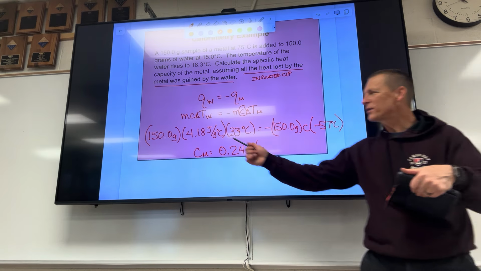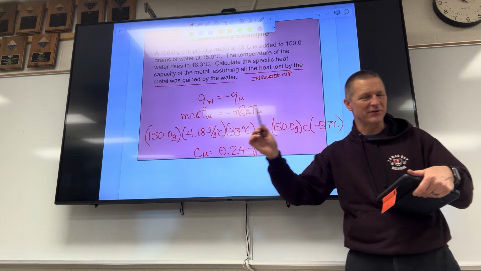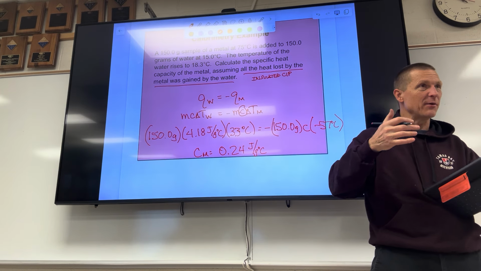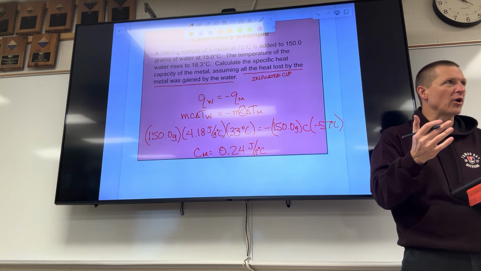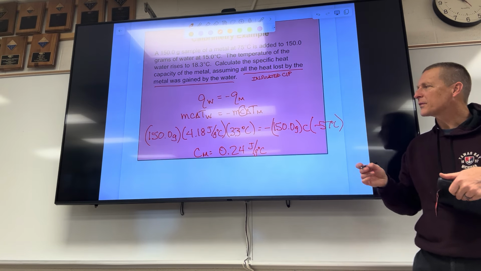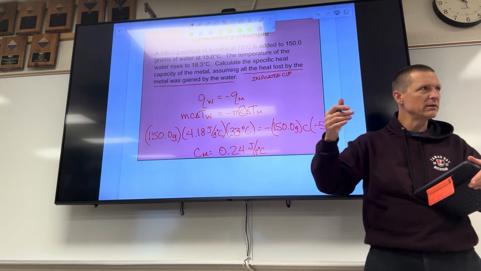Notice, water has a high specific heat, it's 4.18. Metals have a low specific heat. If you're asked to find the specific heat of a metal and you get like 14, then your brain should say, hold on a second, this is not right. So yeah, metals are typically between 0.1 and 1 in their specific heats.